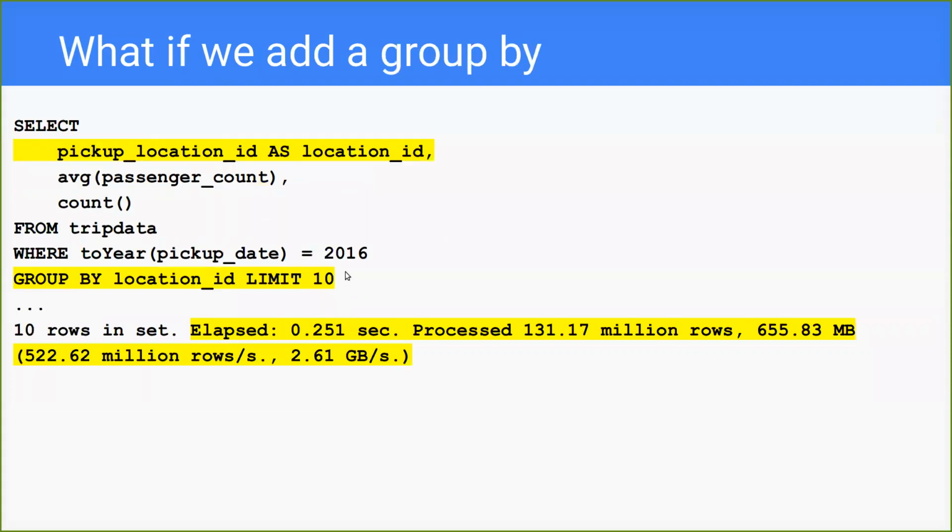Then we can add a group by. So we're going to go ahead and group by the location ID, which is basically where the pickup was done. Pickup location ID. It's mapped across, and that's going to be about 1/4 of a second. So that adds a little bit of time. We're doing a little bit of extra work to do that aggregation.